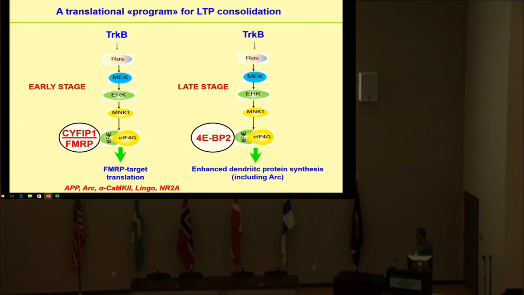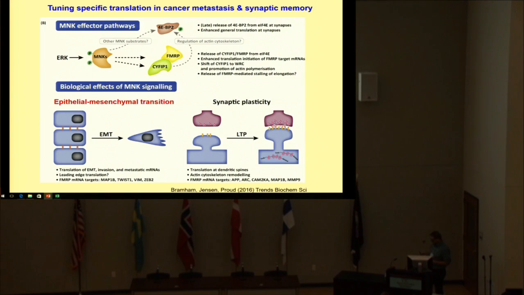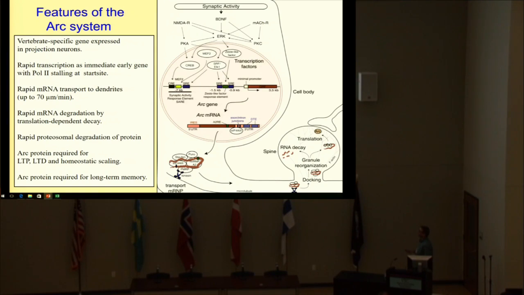Okay, and from the work of Chris Proud, he has also obtained evidence, as have a number of other labs, that this MNK pathway, which phosphorylates initiation factor 4E, is also involved in the regulation of the epithelial mesenchymal transition in cancer metastases. So there are really interesting parallels, although the FMRP targets are different in the cancer situation, if you will, and synaptic memory, synaptic plasticity.